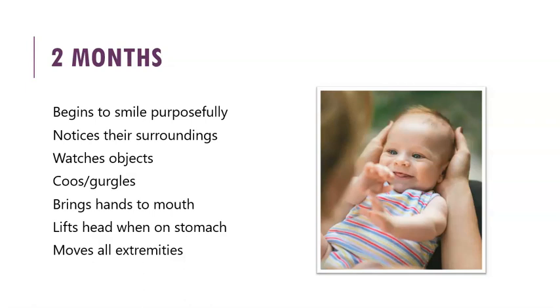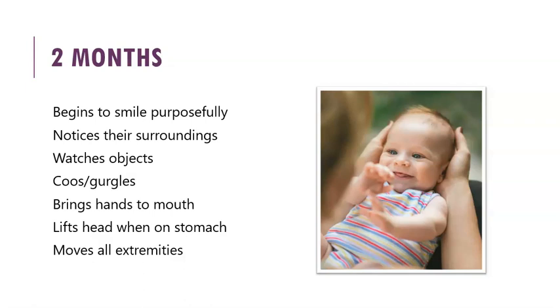They notice their surroundings, so they'll start looking around, looking at people, kind of tracking people with their eyes. They'll watch objects, maybe like a ceiling fan that goes around or something with bright lights that draws their attention. They'll also start to coo or gurgle, so make little noises with their mouth. If you've ever been around a 2-month-old baby, I'm sure you can understand what I'm talking about.